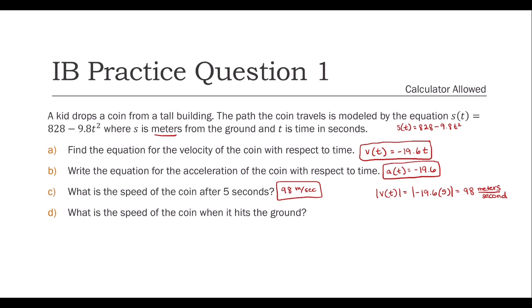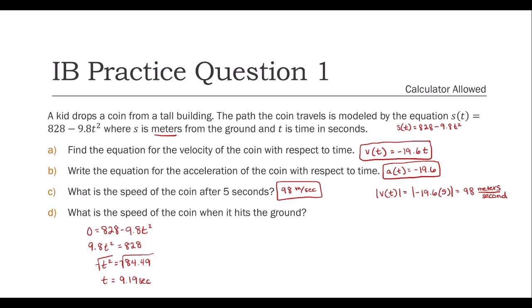Part D says, what's the speed of the coin when it hits the ground? So the coin will hit the ground when the position is 0 because S is meters from the ground. So the coin will hit the ground when 0 equals 828 minus 9.8 t squared. So 9.8 t squared equals 828. Then you divide by 9.8 to get that t squared equals approximately 84.49. Then we can take the square root of both sides to get that t equals approximately 9.19 seconds.